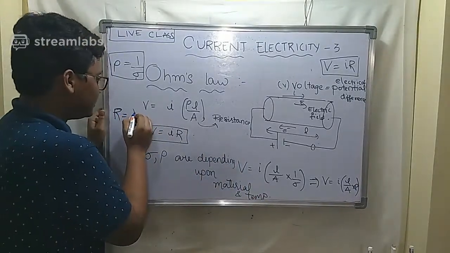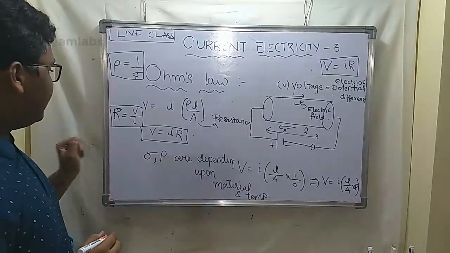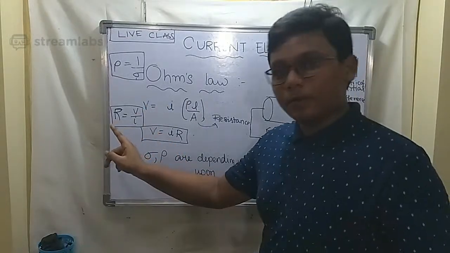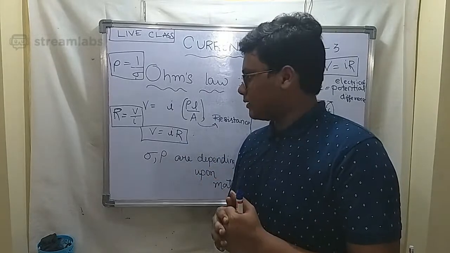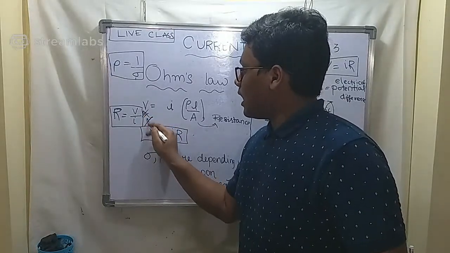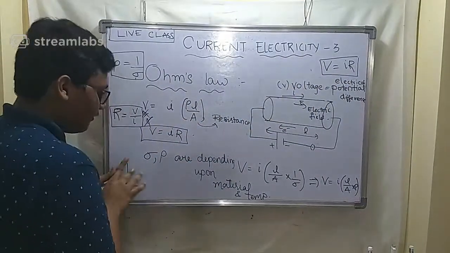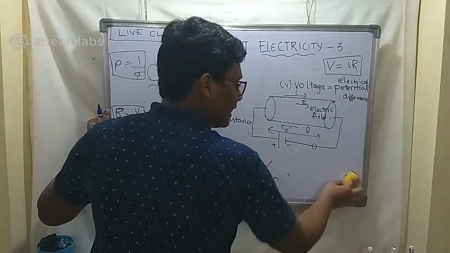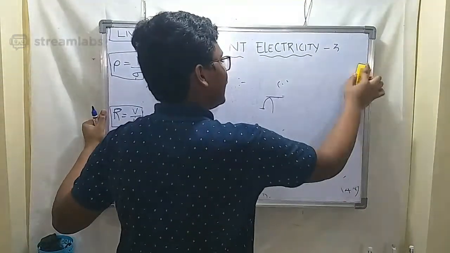Now V by I: R is proportional to V and R is inversely proportional to I. But R does not depend on V and I, because resistance is constant. So the graph of resistance will be straight. I'll explain the slope and tan theta in the next session, but why it will be straight, I'll say now.